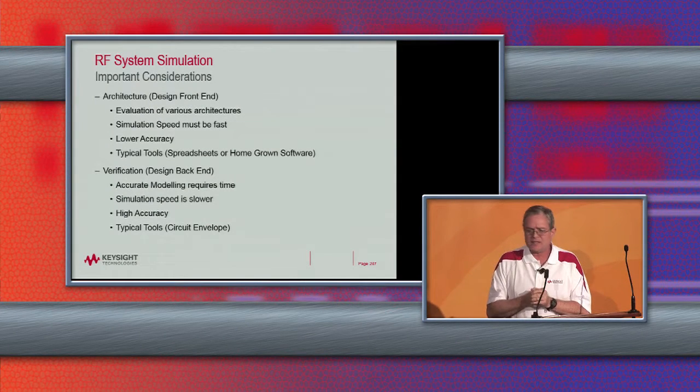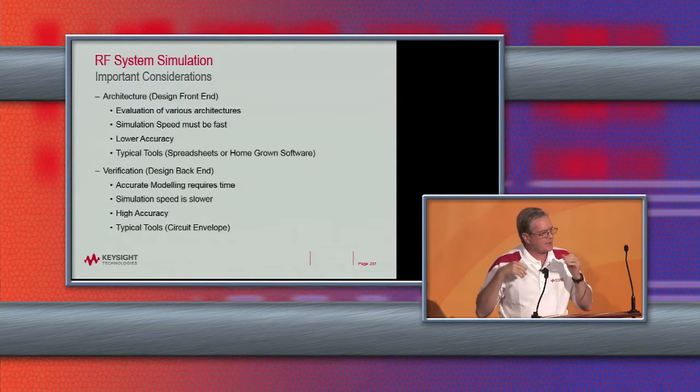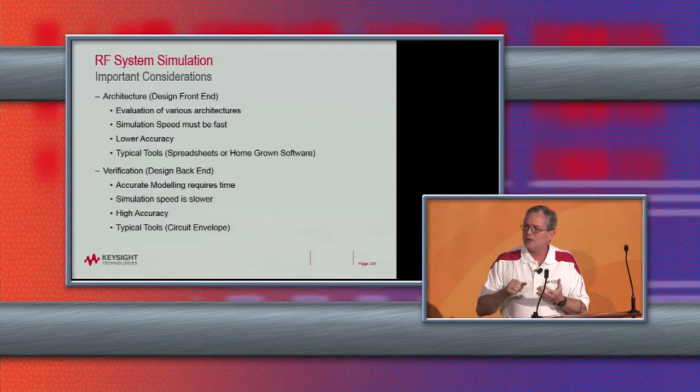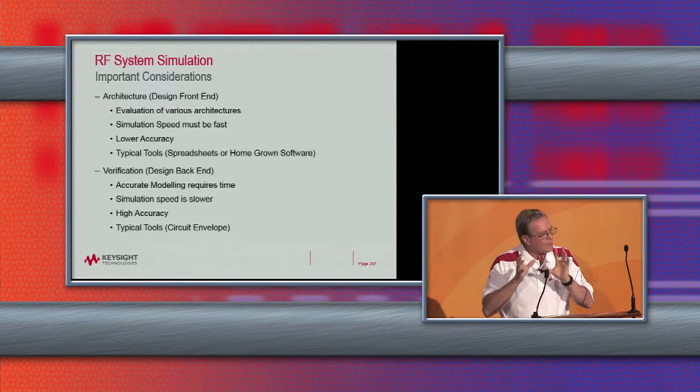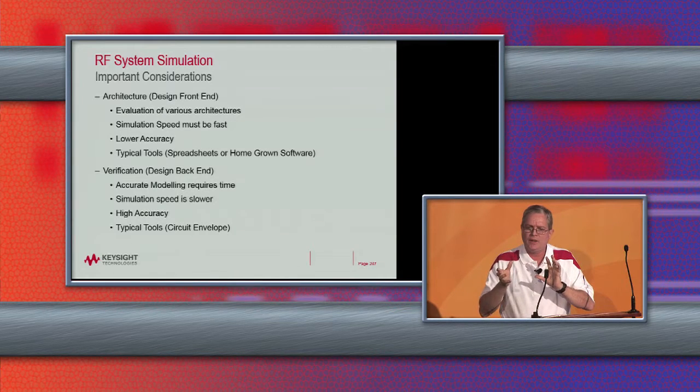So I want to pop up to a higher level now, and let's talk about RF system analysis in general. Generally, there are 2 aspects of this. There's the architecture phase, which is done in the beginning. What's important there is we want to evaluate different architectures very quickly. Maybe the accuracy doesn't need to be as good, but we want to be able to quickly identify the weak links in our particular architecture and optimize that. Generally, spreadsheets are used for that particular task.